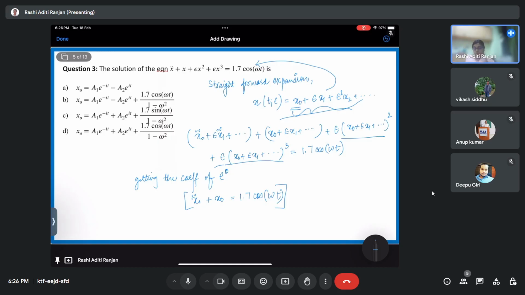So you got the solution. If you know that for solving such kinds of equations, we get the solution x naught as nothing but the complementary function plus particular integral.